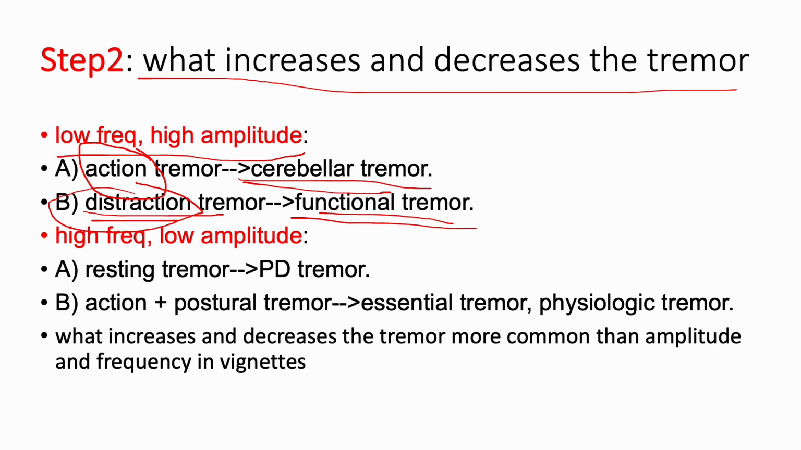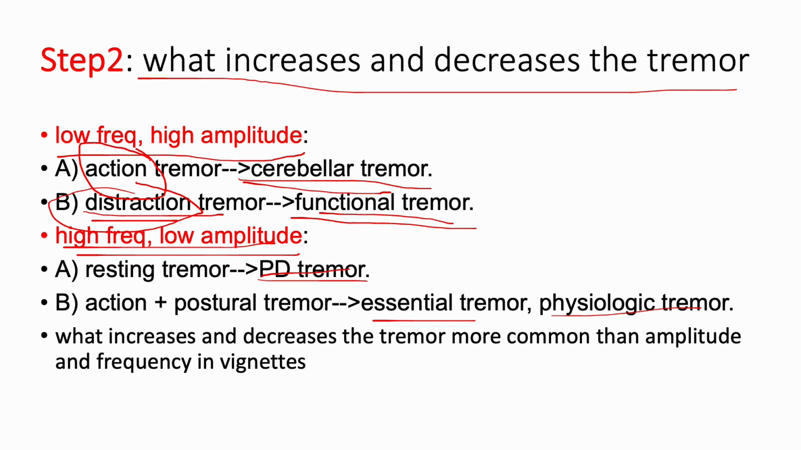Basically, action tremor and distraction tremors are not tremors per se, but they are characteristics of the tremors. The real tremors are the cerebellar tremor and the functional tremor. These are the two etiologies that you have to keep in mind. Anyway, if there is high frequency tremor and a low amplitude tremor, you have to consider three possible etiologies: Parkinsonian tremor, essential tremor, and physiologic tremor.